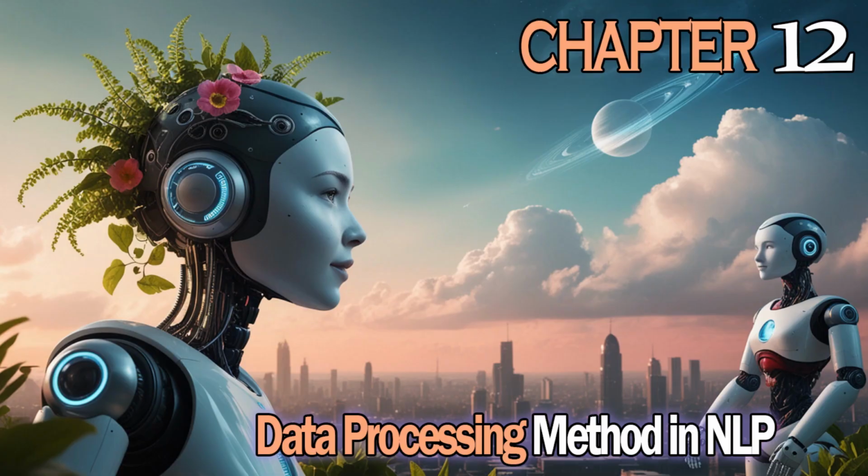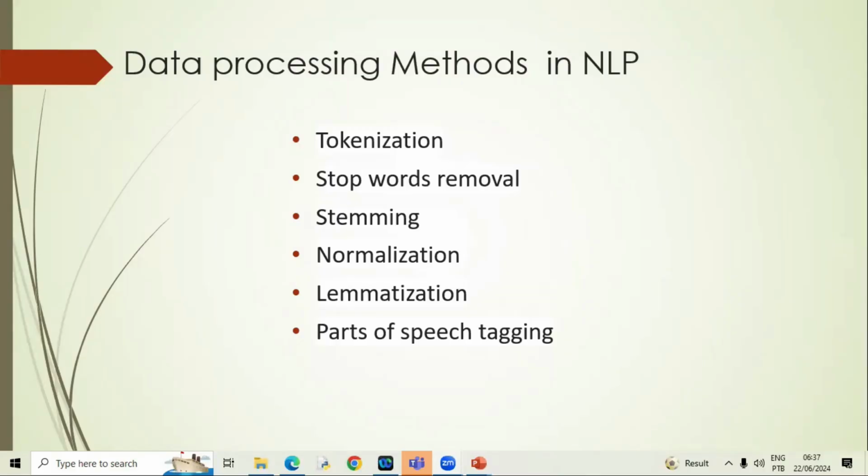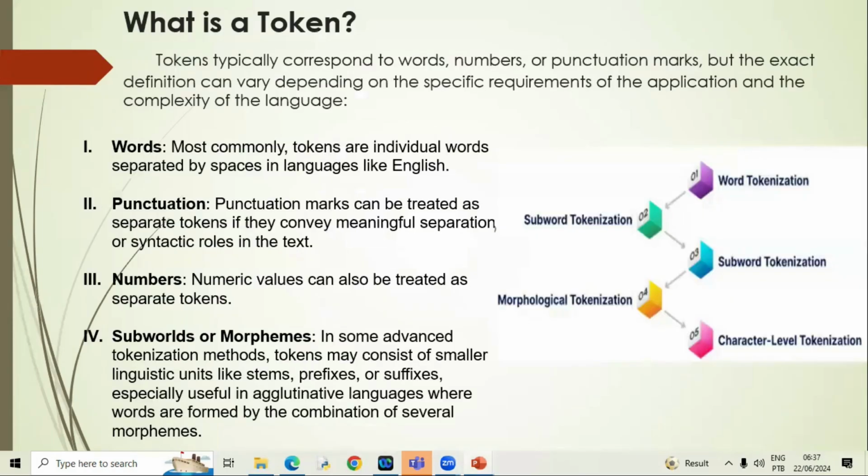So today we are going to learn about data processing methods in NLP, like tokenization and stop word removal. So stay connected and enjoy the session. So let's start the discussion from tokenization. Going to tokenization, first we need to understand what is a token.